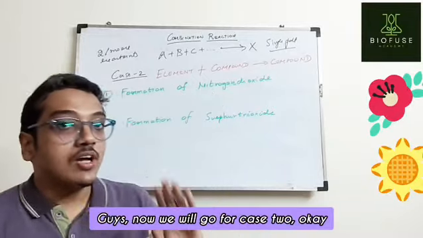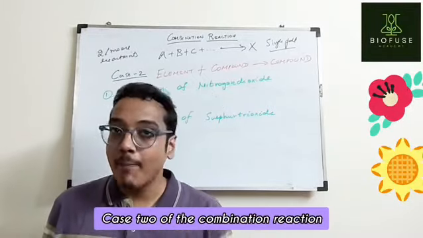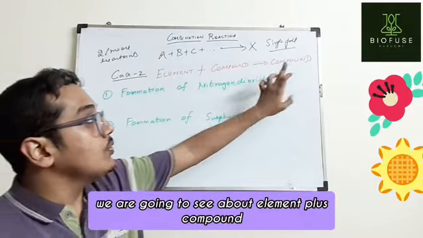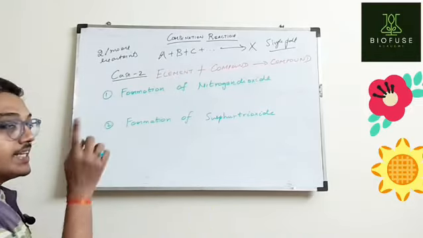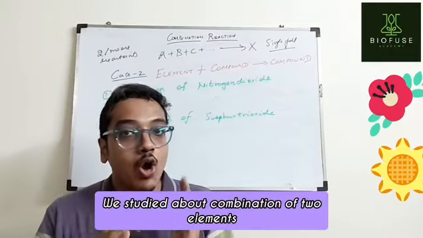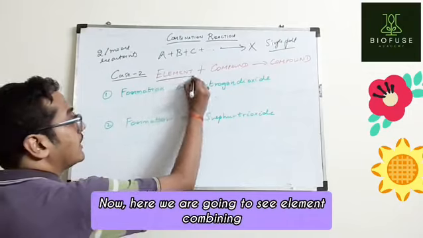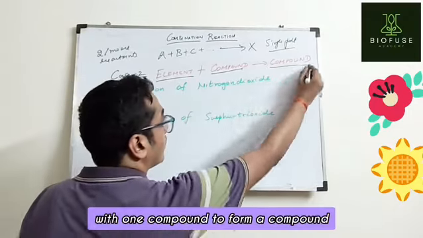Guys, now we will go for case 2, case 2 of the combination reaction. In case 2, we are going to see about element plus compound giving a particular compound. In case 1, what did we study? We studied about combination of two elements giving a compound. Now here we are going to see an element combining with one compound to form a compound.